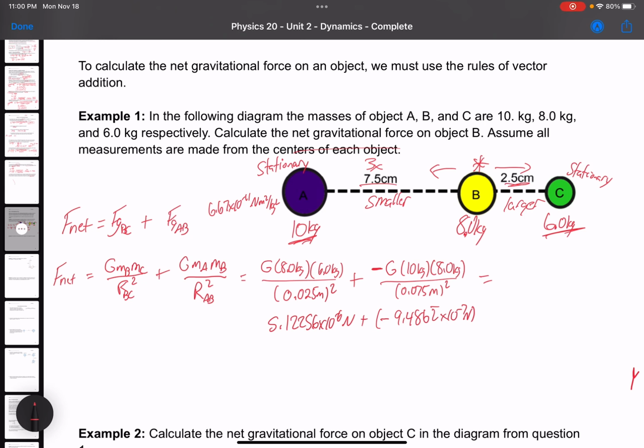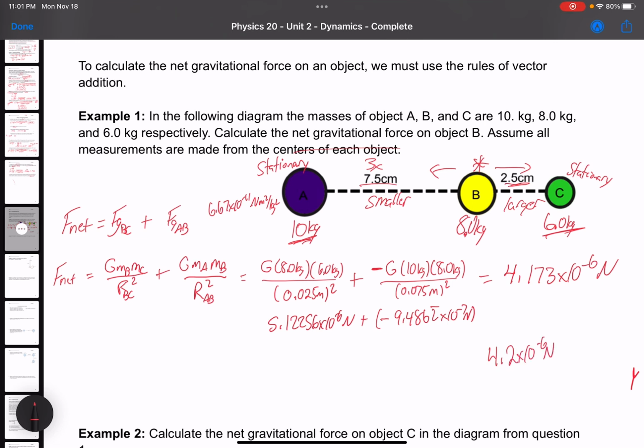So I'm going to now go and add those together. And I get a positive 4.173 times 10 to the negative 6 newtons. So I said in the end my answer should come out to be positive. It did come out to be positive. Looks like two significant digits across the board. So 4.2 times 10 to the negative 6 newtons.